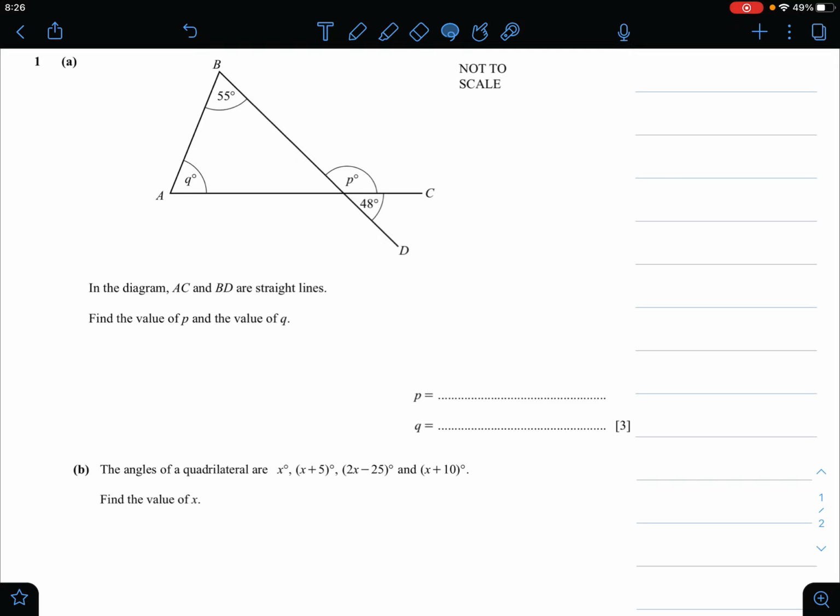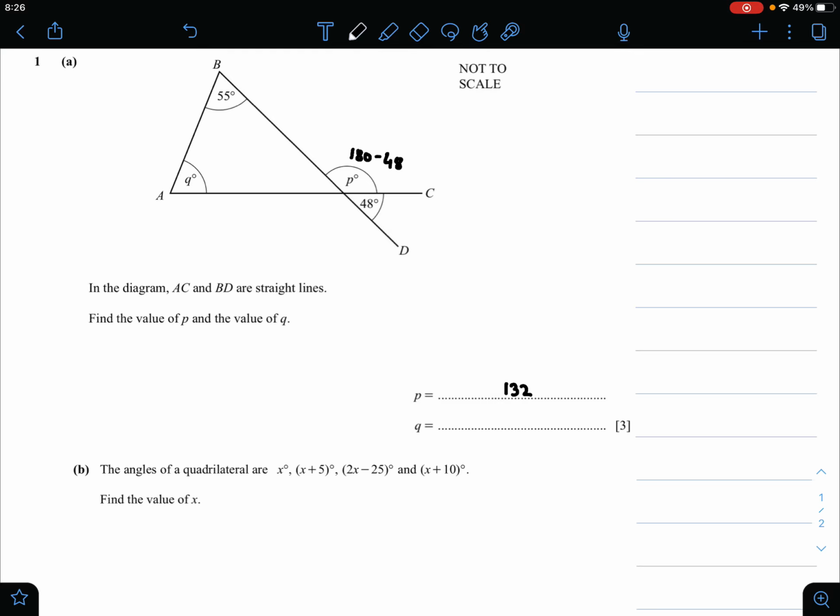They are asking us to find the values of P and Q. Now we know that angles on a straight line add up to 180, so therefore P has to be 180 minus 48. So 180 minus 48 is equal to 132, and therefore P is equal to 132.